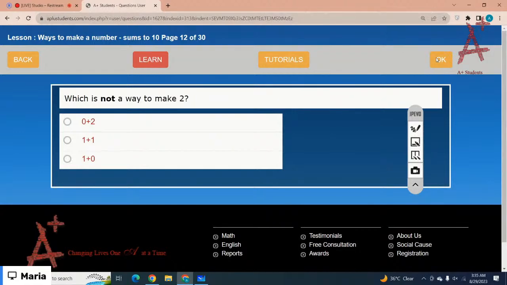Which is not a way to make 2? The correct option is not a way. It is 1 plus 0, because the other two options make 2, right?